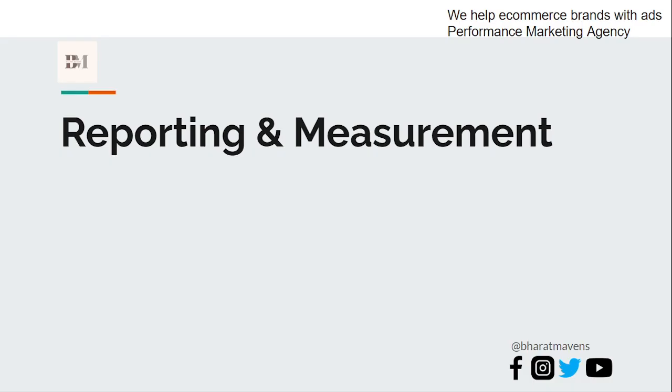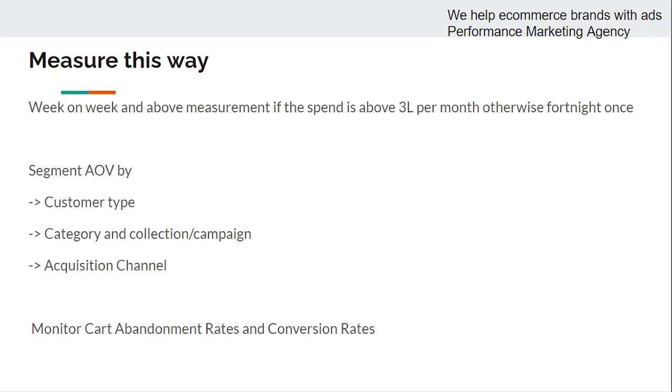Then reporting and measurement: how you want to evaluate your AOV. Week on week observing the AOV is a good metric. Don't measure it day to day. Day to day there will be fluctuations. You will see dips. We have even seen dips of AOV by up to 30-35% in a single day. Instead, go for week on week trends. If the volume of products selling is not high, then go for at least a 2 weeks trend.